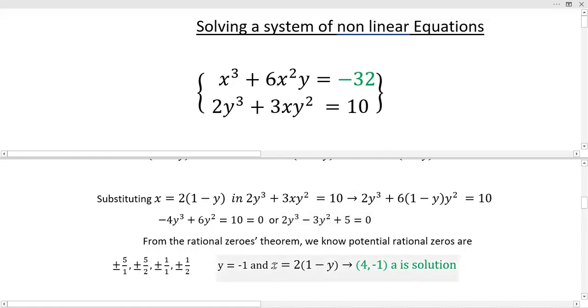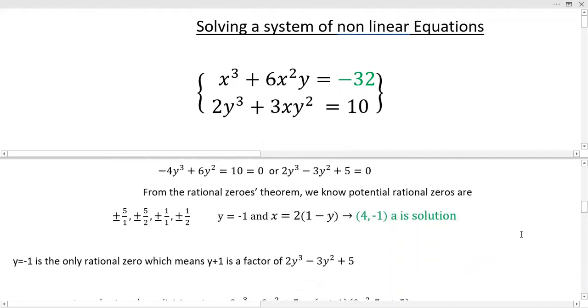Now, this substitution that we just figured out earlier is used to find the x coordinate. Okay, so y equals -1 is a solution. We know that for a fact. Now, one of the temptations in math is, once you have one solution, you think you're done. Okay, but the fact that y equals -1 is a solution means that y plus 1 is a factor. And let's keep moving right here. y equals -1 is the only rational zero, which means that y plus 1 is a factor.